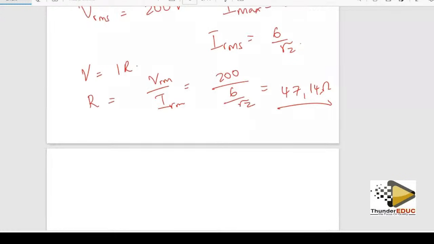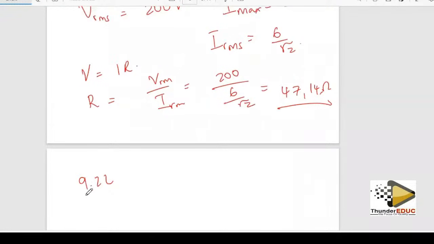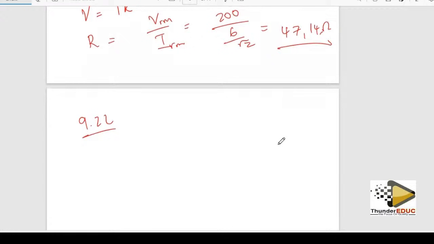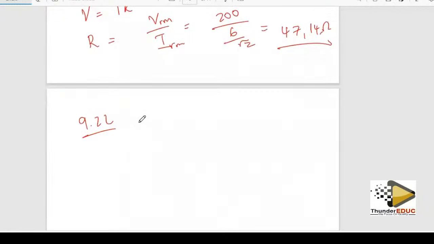Okay, that is 9.2.1. Then 9.2.2, they want us to get the energy that is consumed by the device in a time of 2 hours. So time is 2 hours. We need to change these 2 hours to seconds. That's 2 times 60 minutes times 60, which gives 7200 seconds.